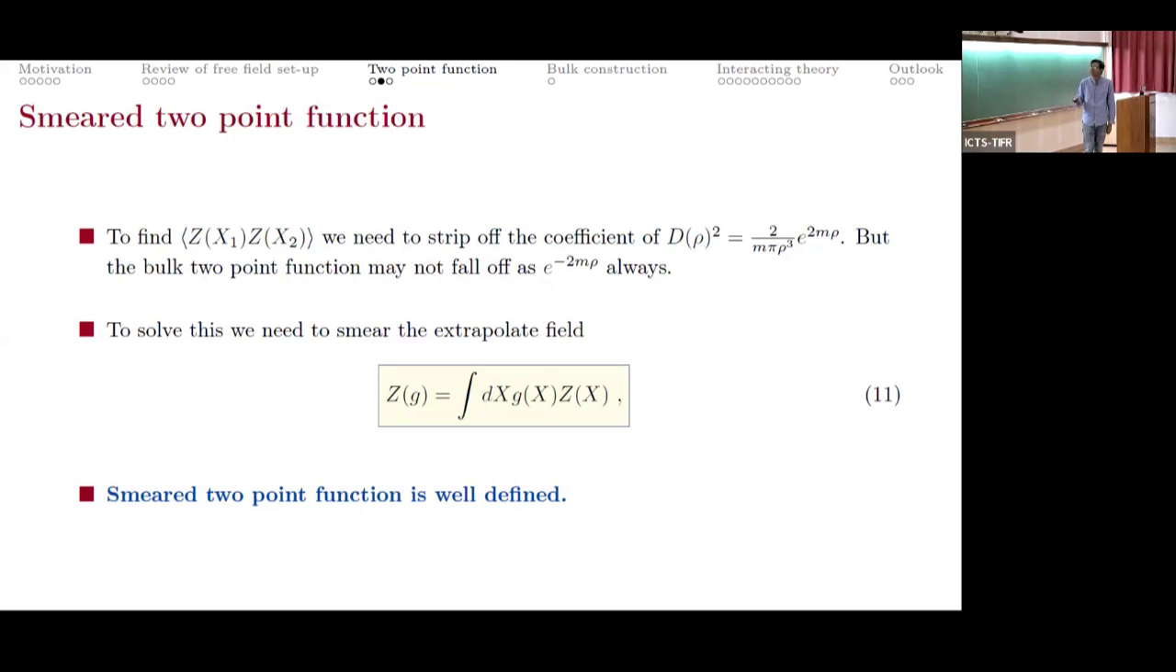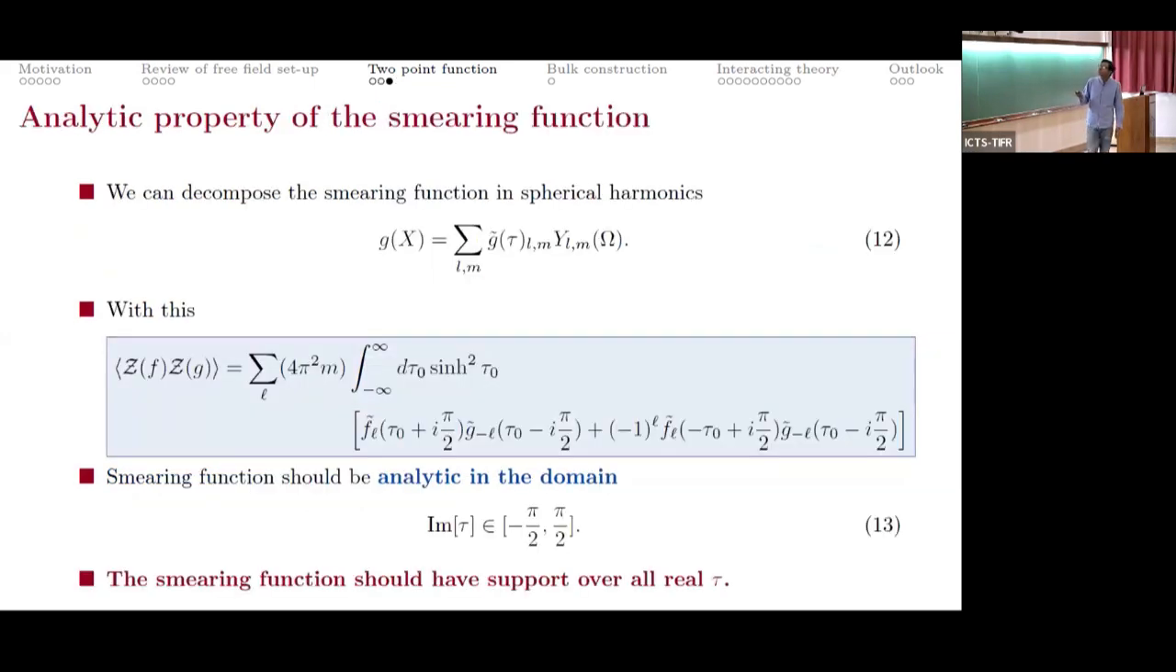That's what they got here. And now they also decompose this smearing function in terms of some Y_lm, some spherical harmonics, and they found some nice properties, like this tau dependence is actually analytic in some imaginary time domain, from minus pi by 2 to plus pi by 2. And as you know, an analytic function should always have support over all real tau. That's why we have to integrate over all tau.